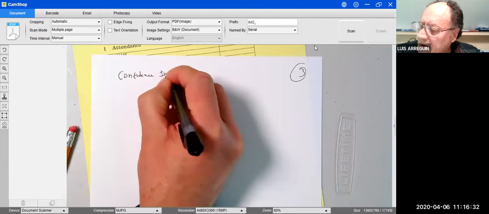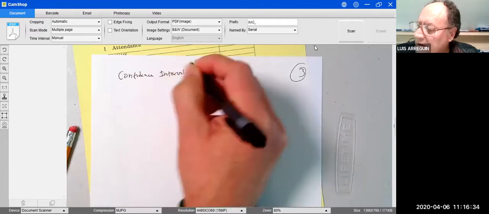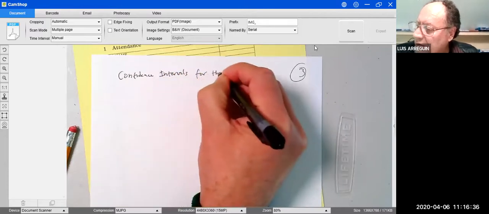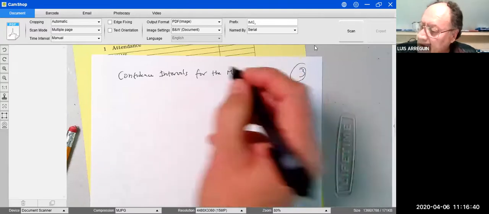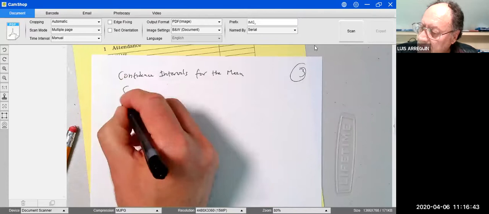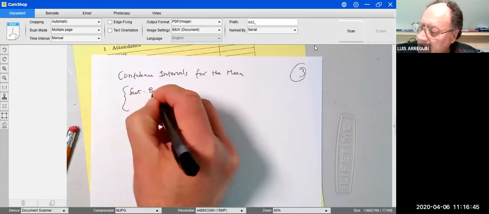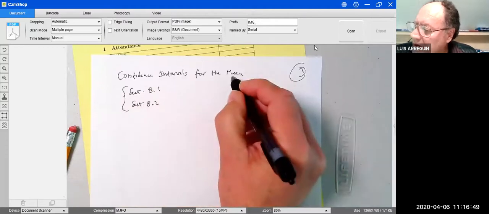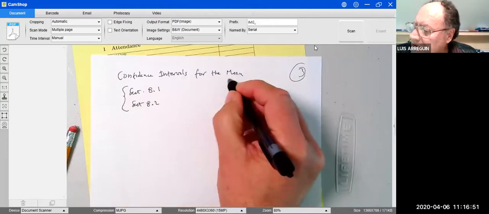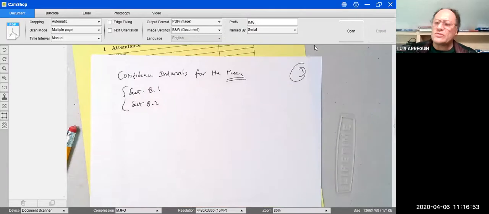Confidence intervals for the mean. That's going to be the purpose of this section. There are two sections, section 8.1 and section 8.2. Those are going to be our confidence intervals for the mean. So today we're going to cover only these two sections.